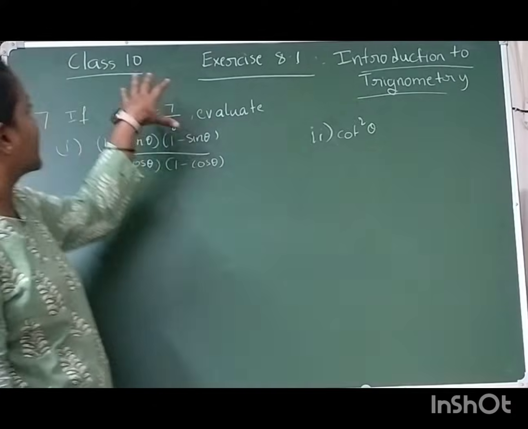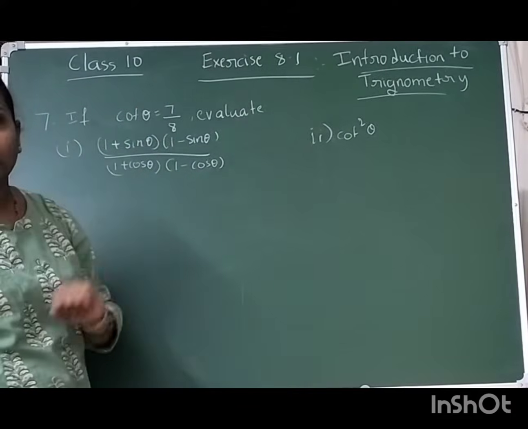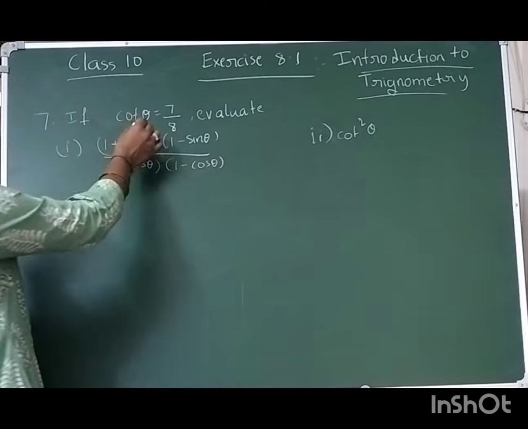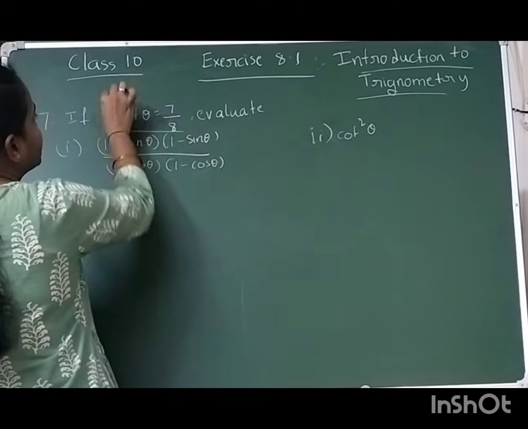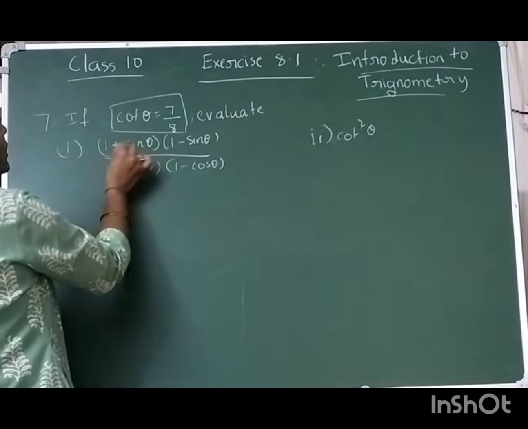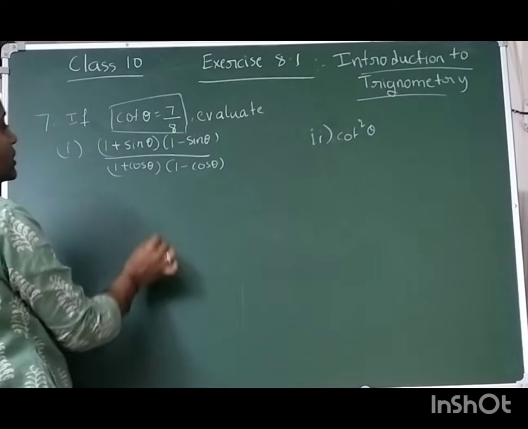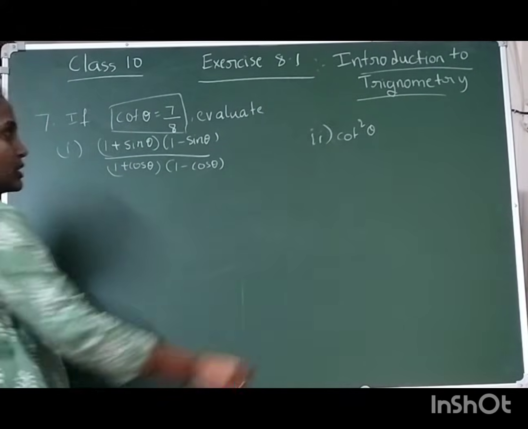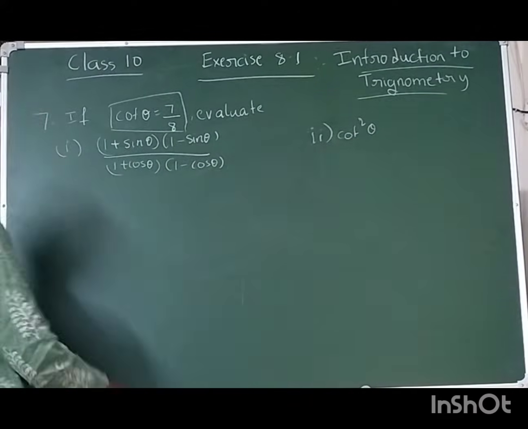Today we'll discuss the class 10 exercise 8.1 introduction to trigonometry. In this, question number 7: if cot theta is 7 by 8, evaluate (1 plus sin theta)(1 minus sin theta) divided by (1 plus cos theta)(1 minus cos theta), and the second one is cot square theta.